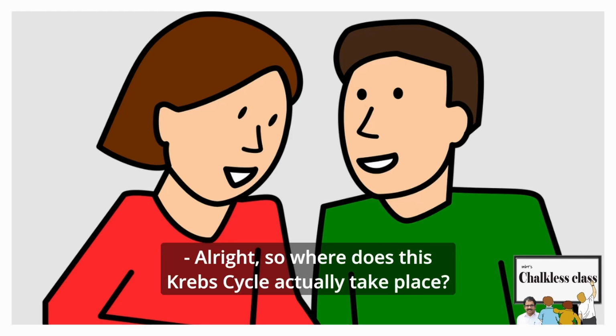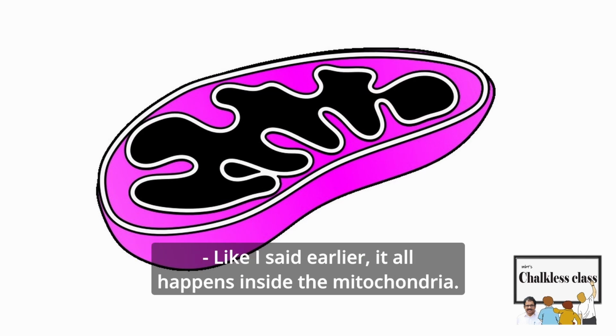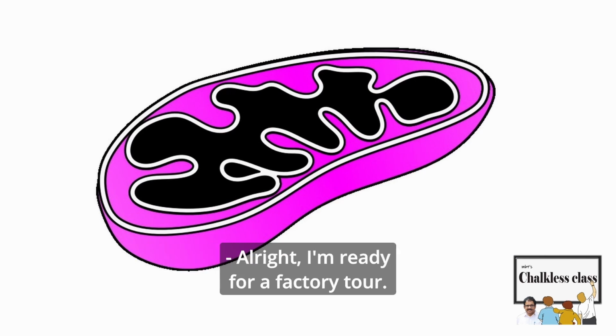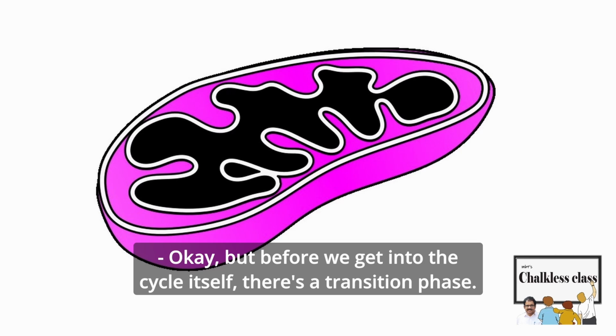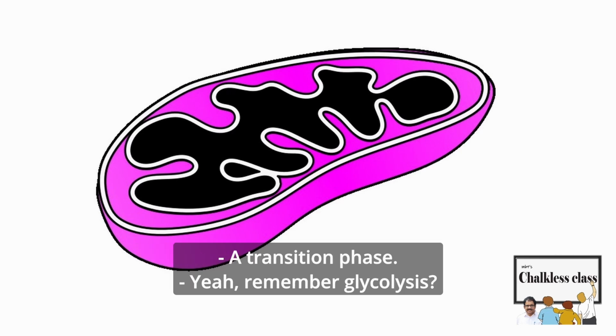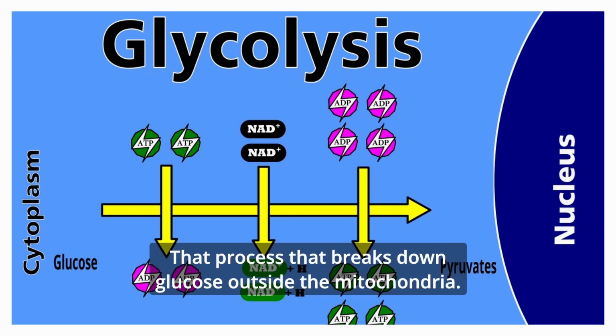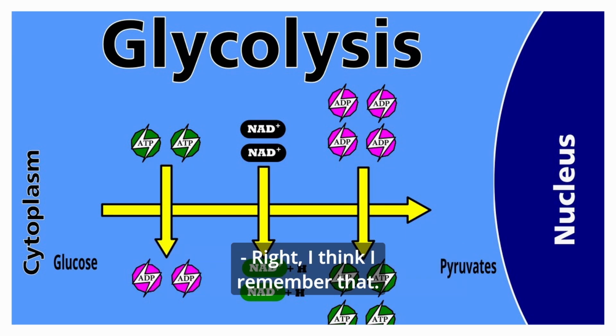Right. So where does this Krebs cycle actually take place? Like I said earlier, it all happens inside the mitochondria. Those tiny factories in our cells. Precisely. All right, I'm ready for a factory tour. Okay, but before we get into the cycle itself, there's a transition phase. A transition phase. Yeah, remember glycolysis? That process that breaks down glucose outside the mitochondria. Right, I think I remember that.